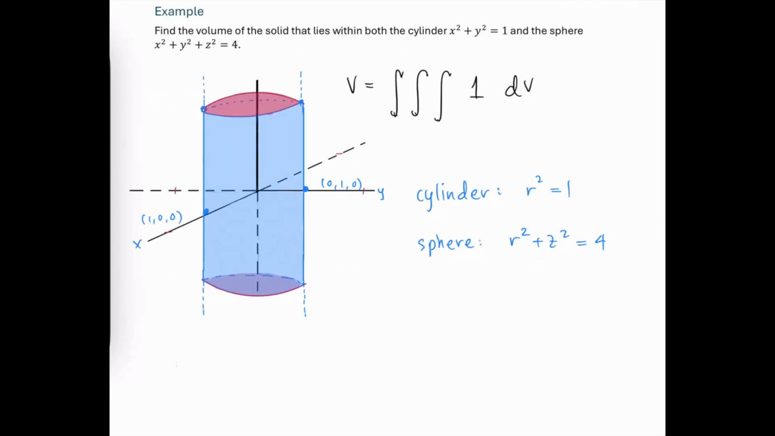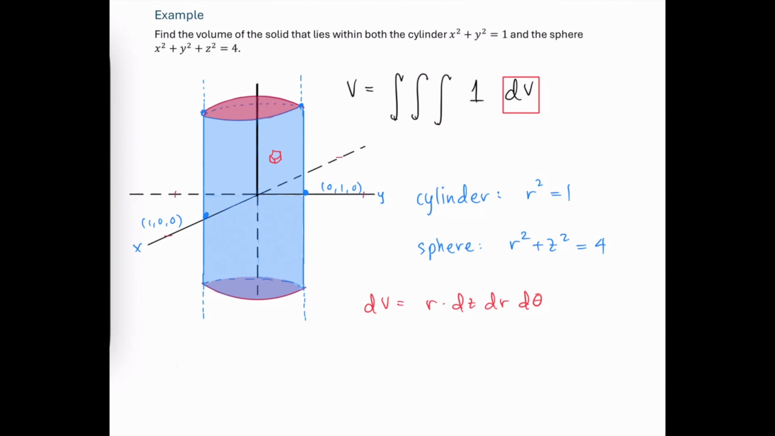Now it's time to consider our limits of integration and build our integrand. Let's start by looking at our dV quantity here. Remember, dV is going to be picking up a factor of r, and then we need to decide, are we going to be integrating with respect to z first, with respect to r first, with respect to theta first? In order to make that determination, we're going to consider a small polar rectangular cylinder floating within this 3D solid. And let's first consider the possibility of integrating with respect to z first.